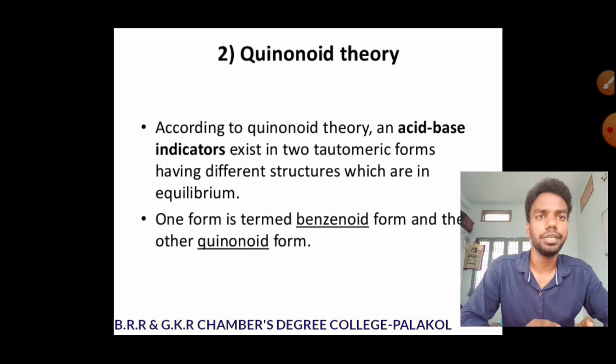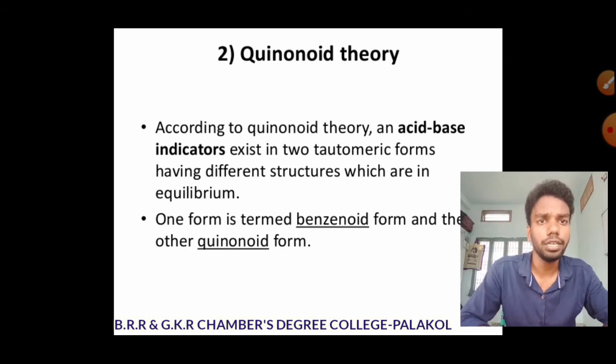In Ostwald theory, all acid base indicators like methyl orange are weak acid or weak base indicators, so they are ionized. That indicator in ionized form and unionized form shows different colors. In ionized form it shows one color, in unionized form it shows another color. Which color it shows depends upon the solution in which it is present, right? So that's about Ostwald theory. And the second theory is the quinoide theory.